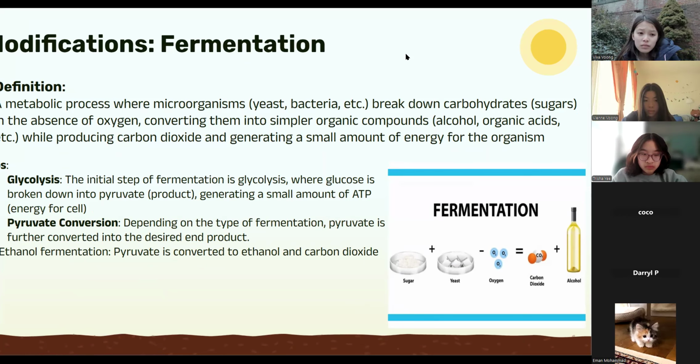The steps of fermentation would start with glycolysis, and this is the initial step of fermentation. And this is where glucose is broken down into pyruvate, which is the product, and it generates a small amount of ATP, which is the energy that the cell uses. Pyruvate conversion is the second step, and depending on the type of fermentation, pyruvate is further converted into the desired end product. So, for example, in ethanol fermentation, pyruvate is converted to ethanol and carbon dioxide.